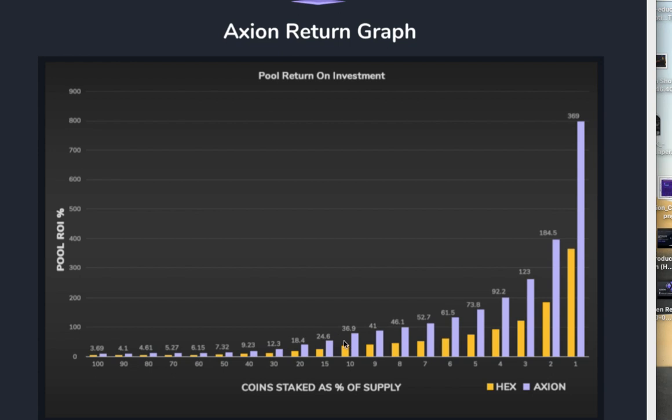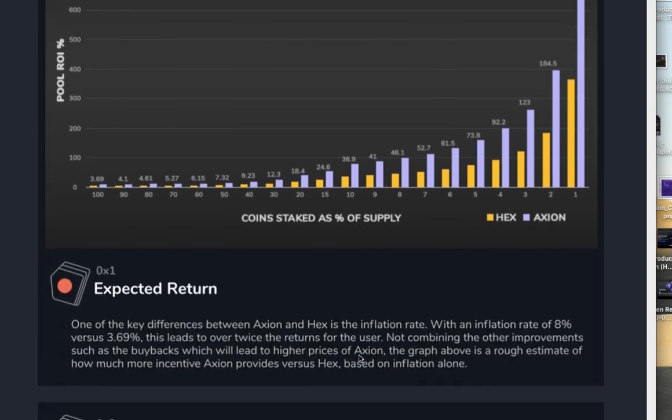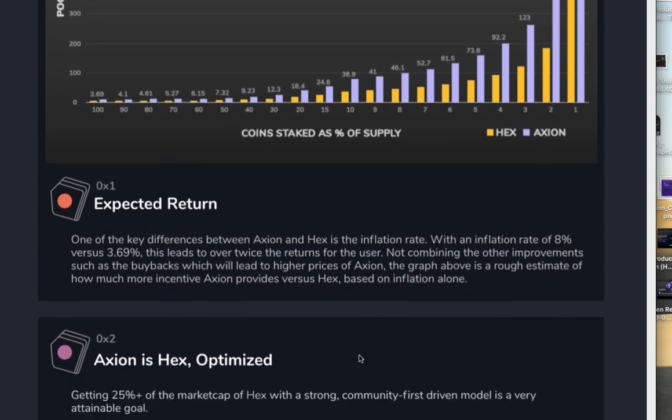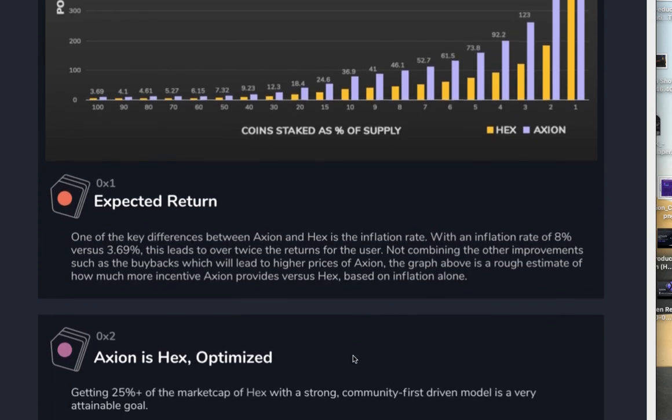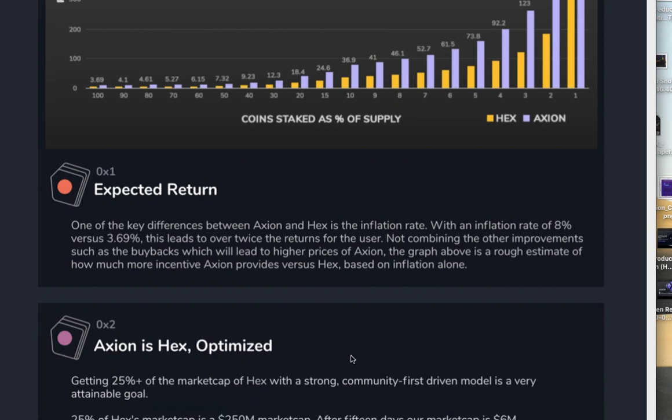So you can see that HEX is somewhere in this middle here, and Axion will be slightly lower than that, just on the interest. So that's just the return on interest part, not to do with the other factors, penalties, etc. So the expected return, what can an investor expect? One of the key differences between Axion and HEX is the inflation rate. With an inflation rate of 8% versus 3.69, this leads to over twice the returns for the year for the user, not combining the other improvements such as the buybacks, which will lead to higher prices, and this is a very important feature of this buybacks.